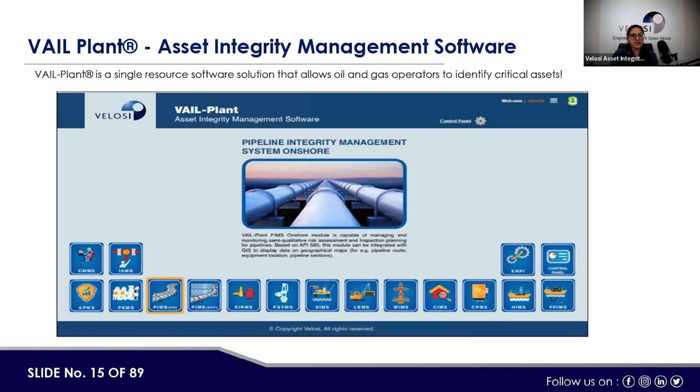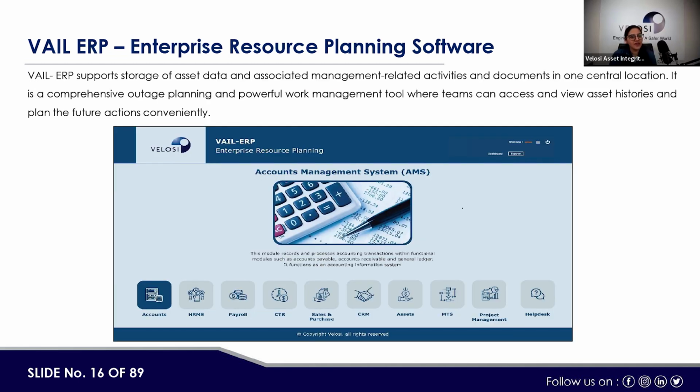Coming towards our software solutions, first of all, we have Whale Plant Asset Integrity Management Software, which is a single resource software solution that allows oil and gas operators to identify critical assets. This slide shows the dashboard of our Whale Plant, which is built on a modular framework, having multiple modules under one umbrella. Then we have sB-ERP, which is enterprise resource planning software.